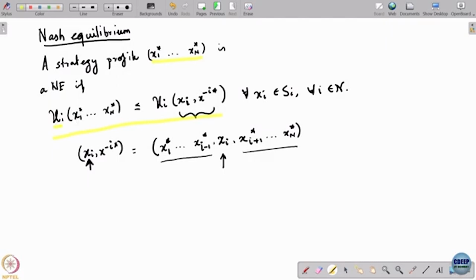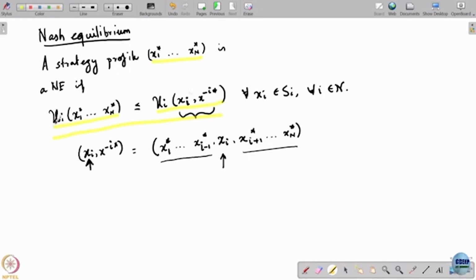On the left hand side you have the cost of player i when this strategy profile is played. When the players play x1 star to xn star, the n players, all of them play the starred value. What I have on the right is the cost of player i when the strategy profile changes to xi comma x minus i star. That means all the other players stick to the starred strategy, but player i switches to xi.